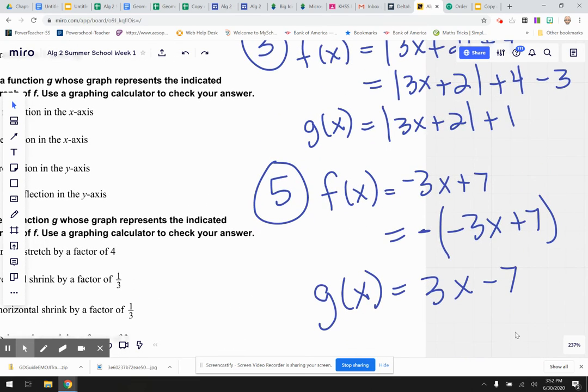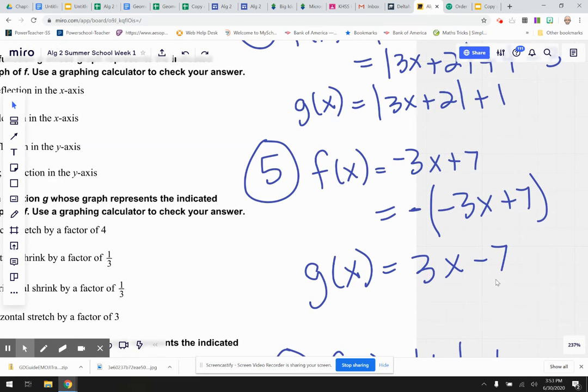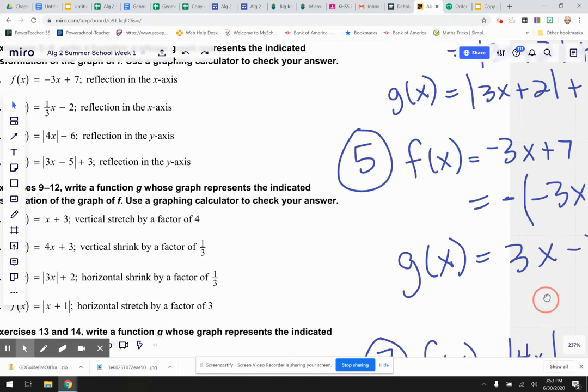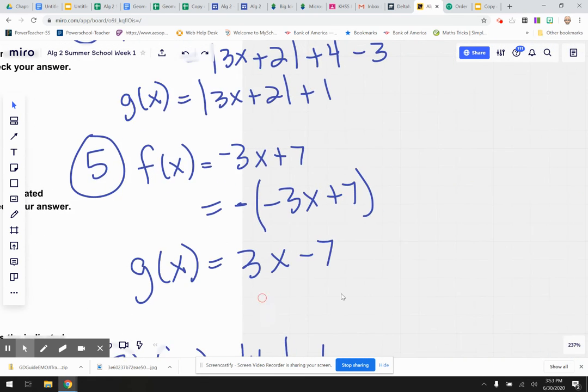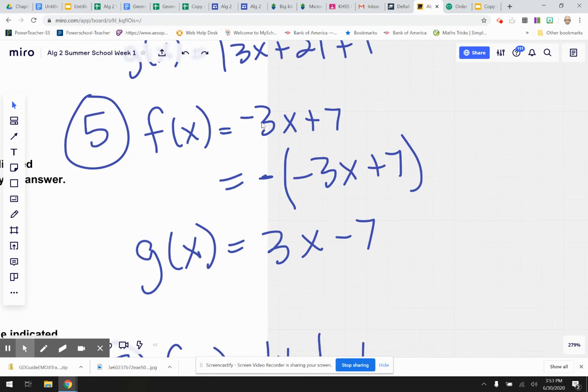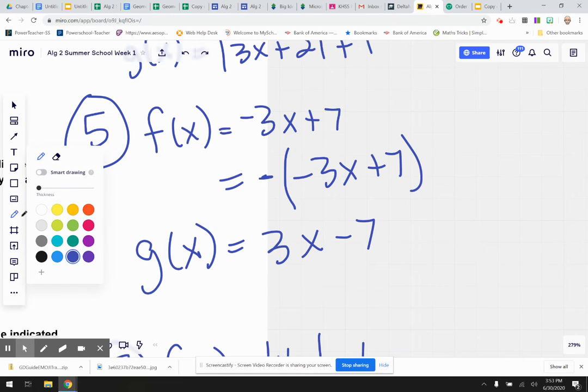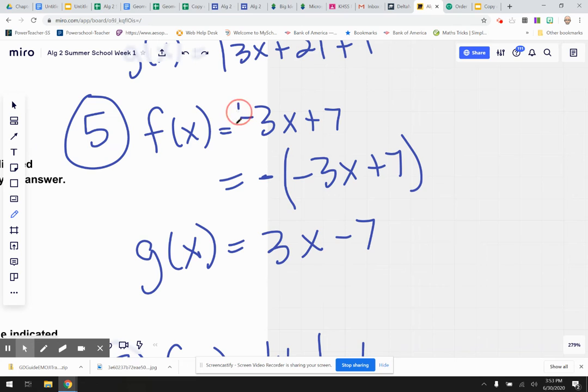When you get to 5 and 7, you need to use the reflection rules. So number 5, it says you want to reflect in the x-axis. So we're going to rewrite our function. Rewrite the whole thing. Reflecting in the x-axis basically means take this whole function right here, this whole 3x plus 7, and reflect it by multiplying the whole function by a negative.